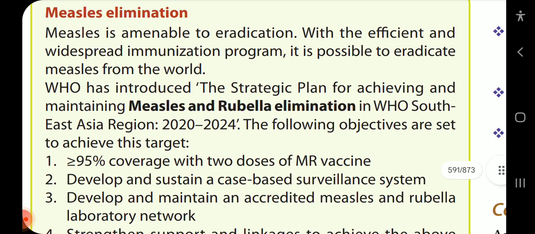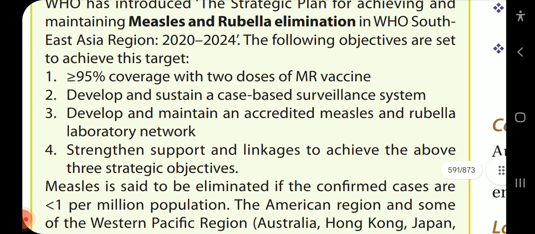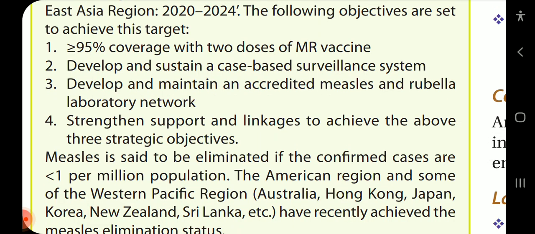Measles elimination. Measles is amenable to eradication. With the efficient and widespread immunization program, it is possible to eradicate measles from the world. WHO has introduced the strategic plan for achieving and maintaining measles and rubella elimination in the WHO Southeast Asia region, 2020-2024. The following objectives are set to achieve this target: more than 95% coverage with 2 doses of MR vaccine; develop and sustain a case-based surveillance system; develop and maintain an accredited measles and rubella laboratory network; strengthen support and linkages to achieve the above 3 strategic objectives.